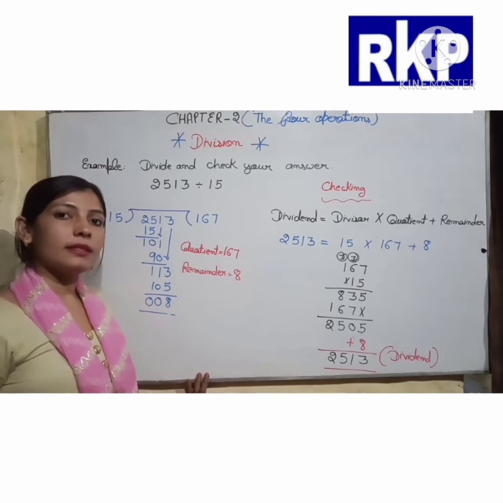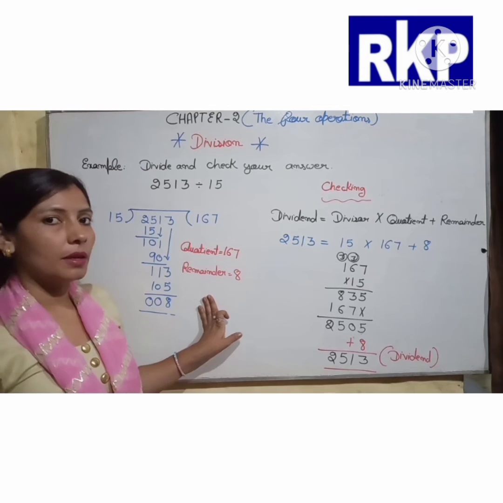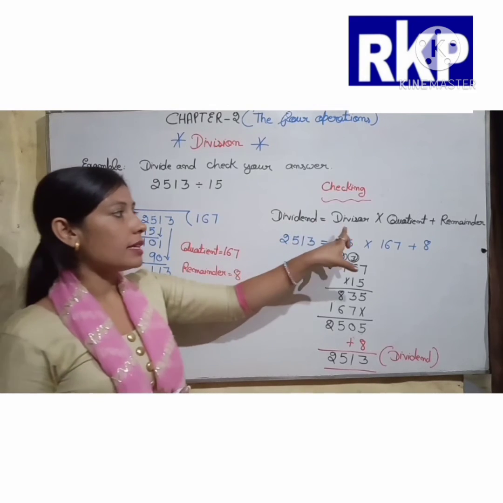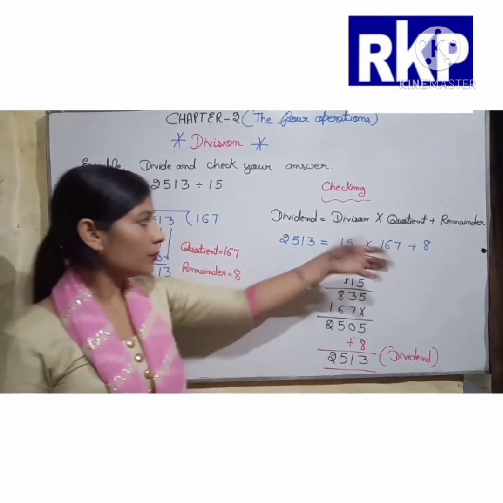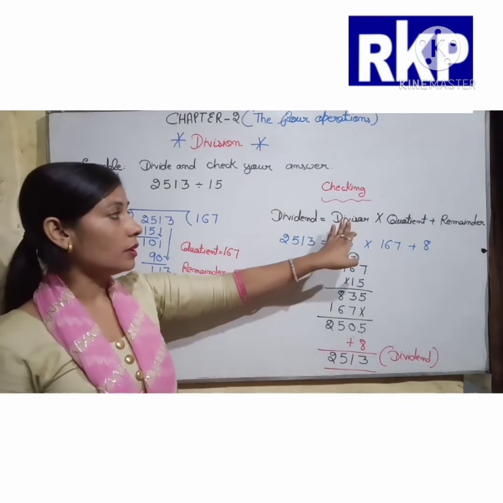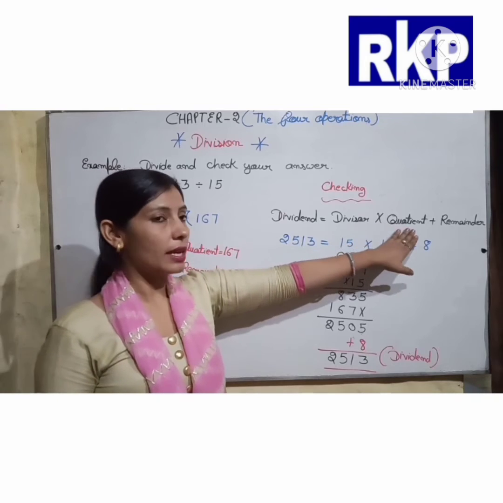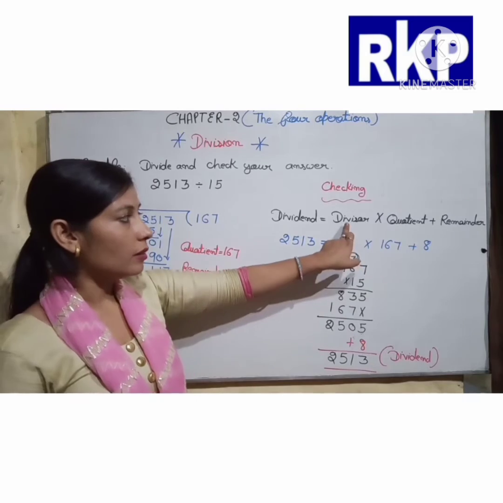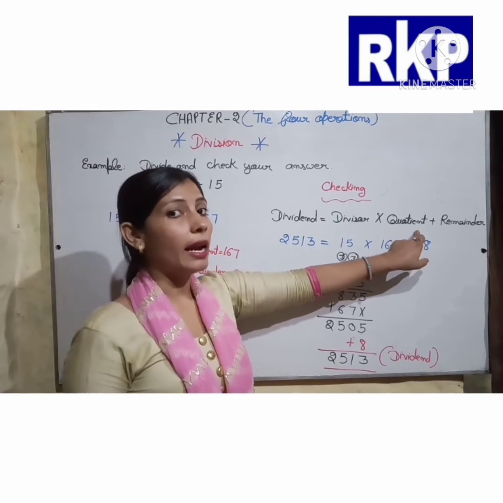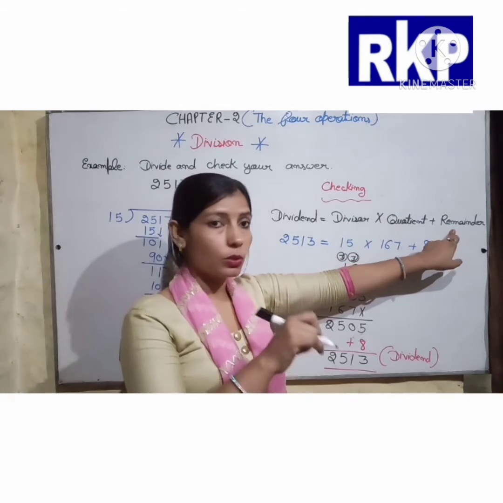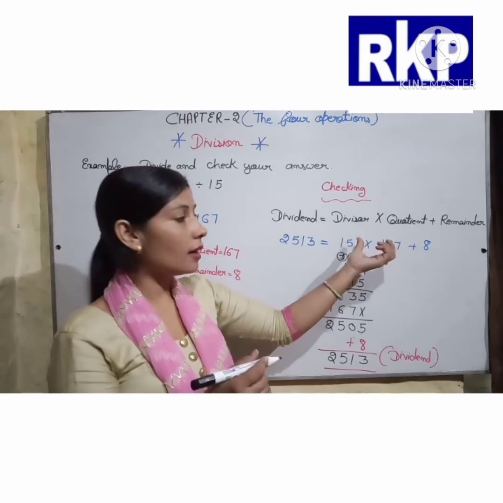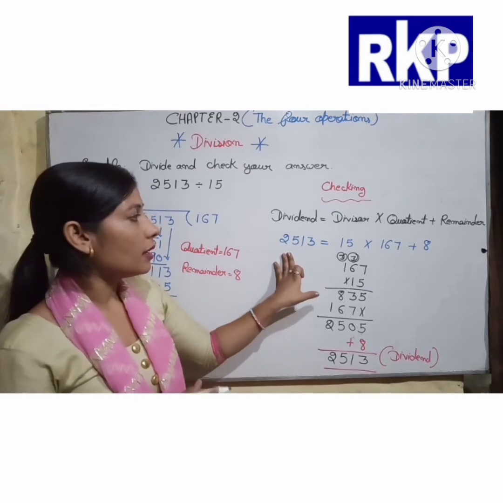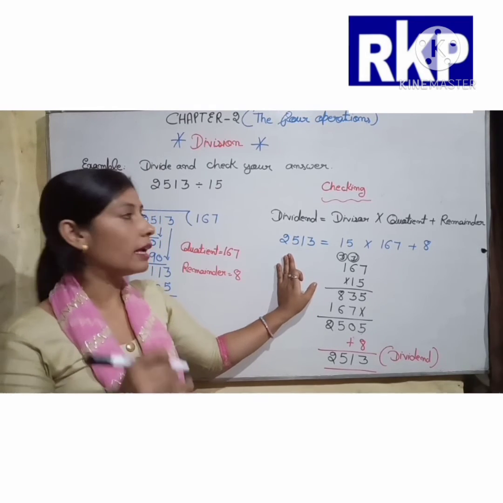Now students, let us see how can we check our answer after division. What is the relation between dividend, divisor, quotient and remainder? You know, dividend is equal to divisor multiply quotient plus remainder. Okay. If we multiply divisor with quotient and then add remainder to the product of this, then again we will get our dividend.